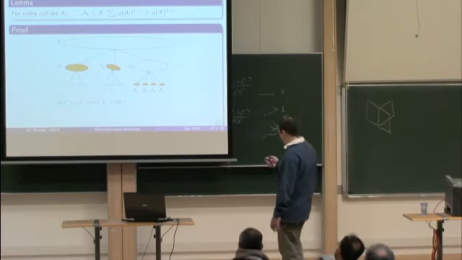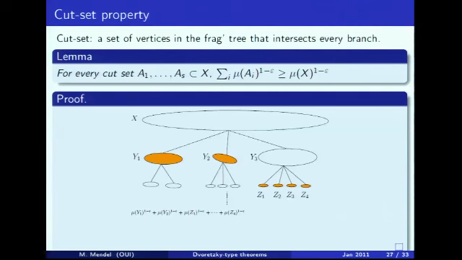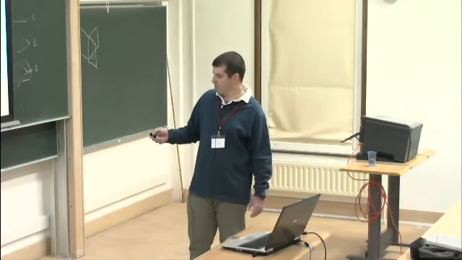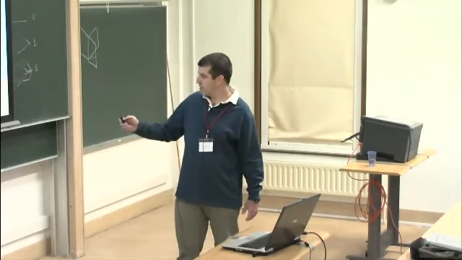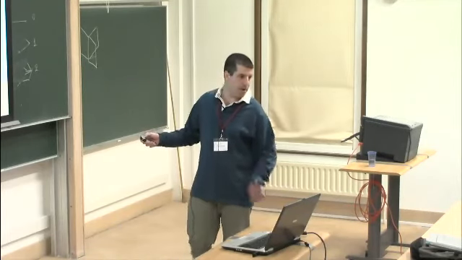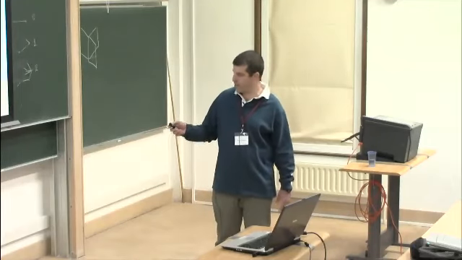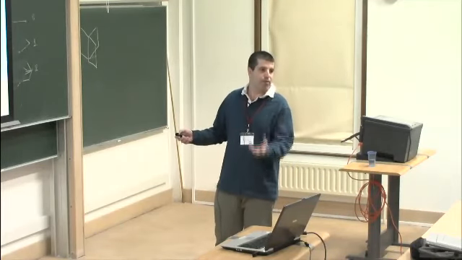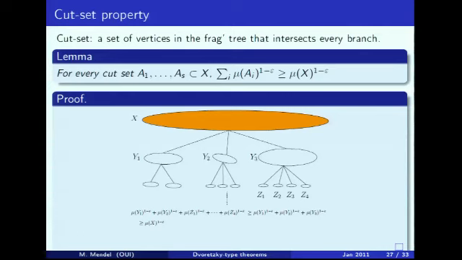What we do now is apply the assumption star on the lowest level. We take the deepest vertex in the cut set. All its siblings must be in the cut set. And so we can apply the inequality from the assumption, which says that the sum of the measures of z1, z2, z3, z4 to the power of minus epsilon is at least the measure of y3 to the power of minus epsilon, and we can propagate this property up until we reach the root. In that case, we finish the proof of the cut set property.